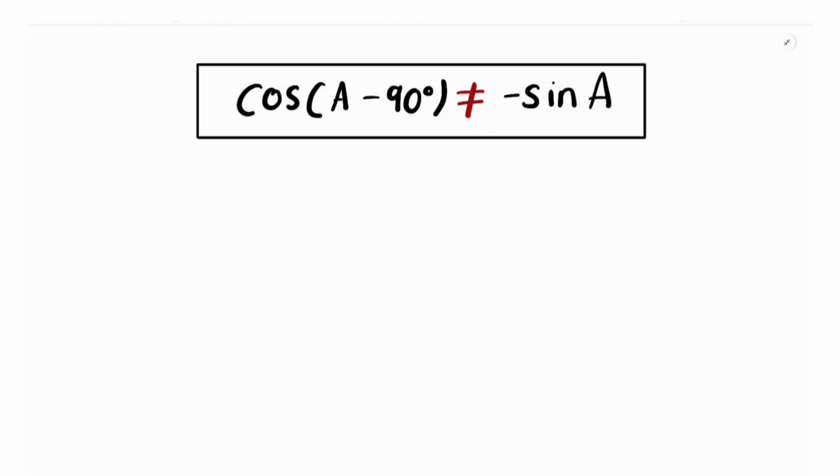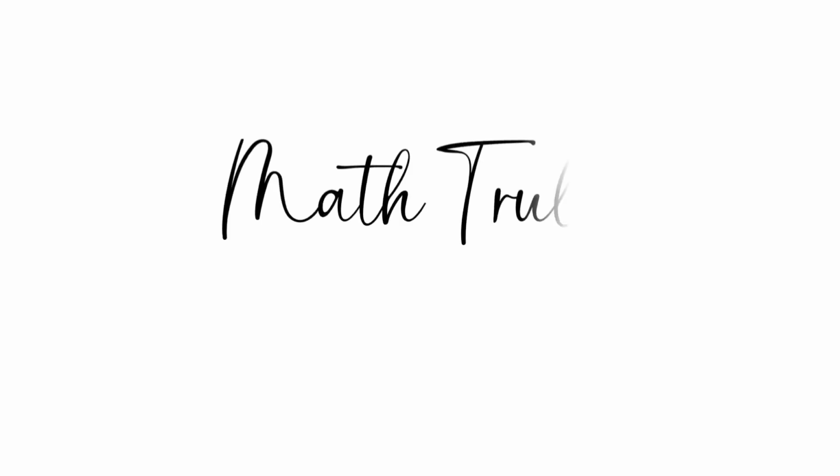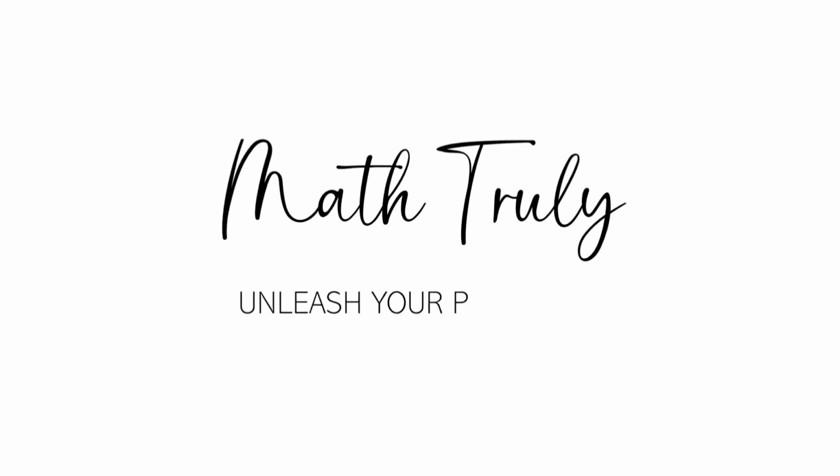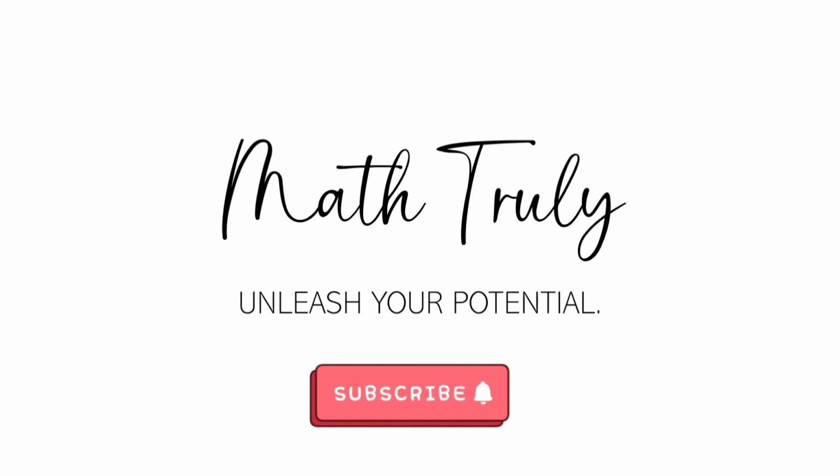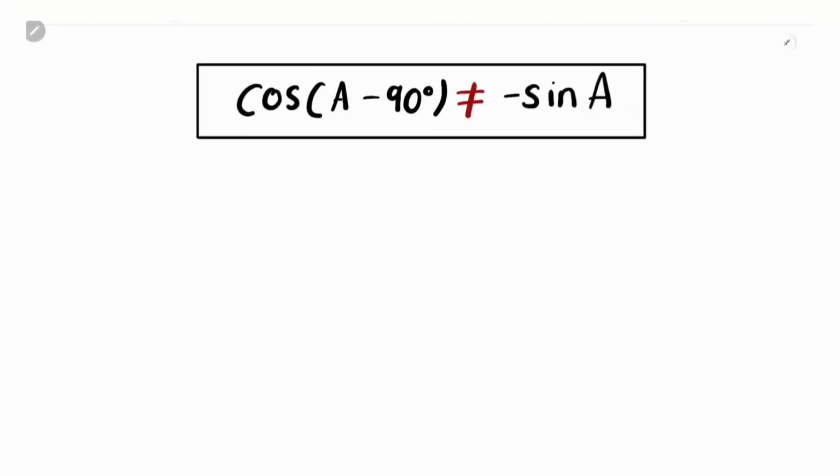Cos of A minus 90 degrees is not equal to negative sine of A. And in this video, I'm going to explain why. Now, the reason I'm making this video is because I've noticed a pattern with students where they actually simplify this expression like this. And I think it comes from this.